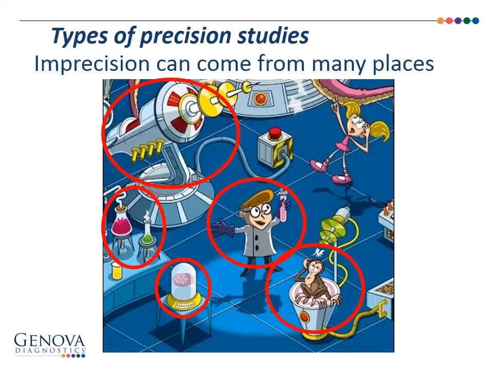And of course, you can have imprecision due to monkeys in your lab. So when we're validating a brand new test, we want to understand not only the total imprecision of this assay, but how much imprecision is introduced by each of these individual components. So when we're running validation experiments, we're going to run experiments that isolate just these individual pieces so that we can then understand their contribution to the total.